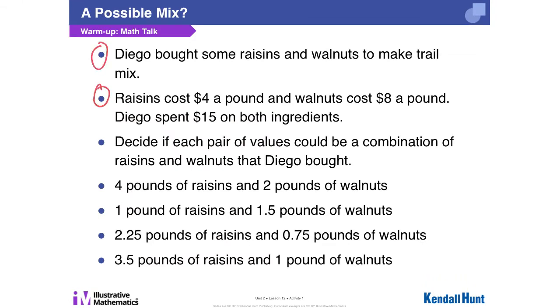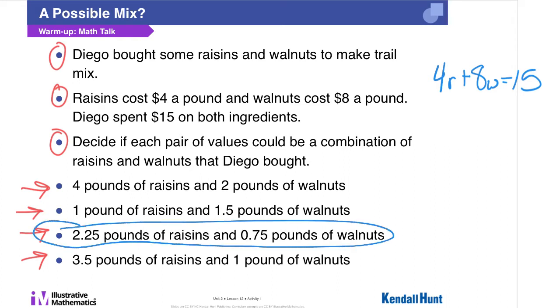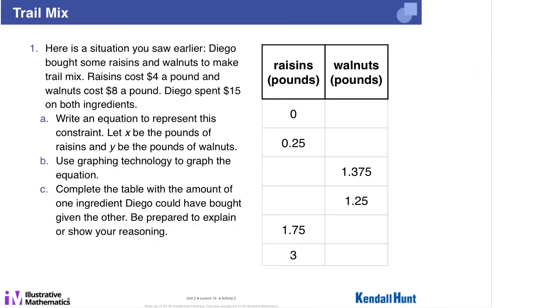Given this information in these three things, decide if each of these four combinations are a possibility for Diego. One way you could solve this is to write an equation and then substitute in your numbers for raisins and walnuts and see if it is indeed a solution. When you do this, the only one that ends up being a solution is this third one right here. If you put in 2.25 for R and 0.75 for W, it would end up equaling $15.